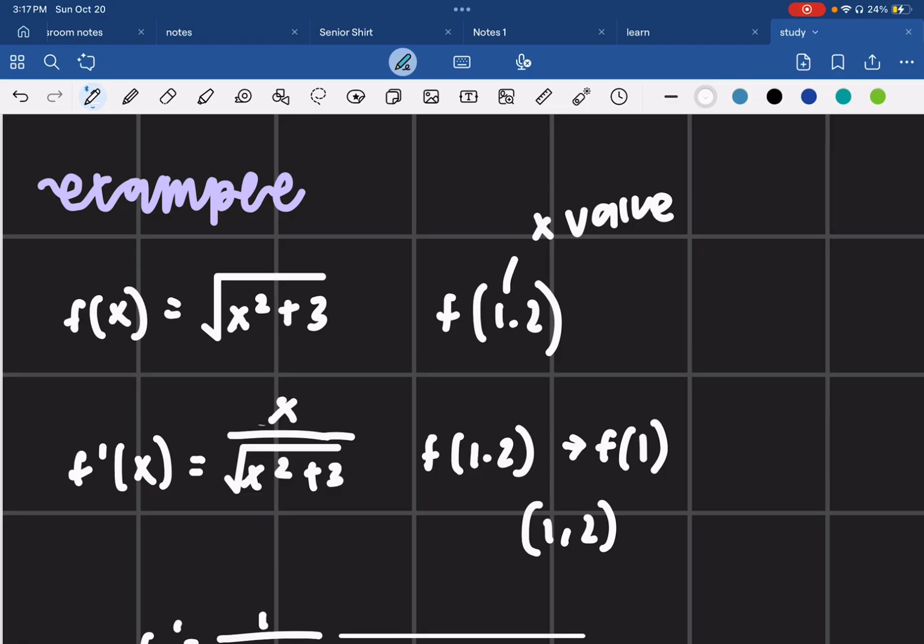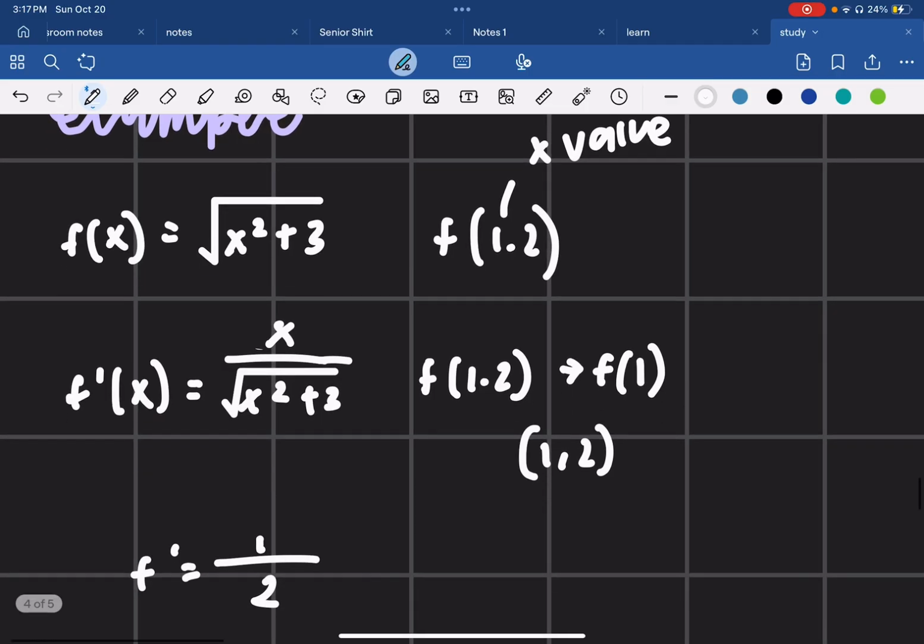So basically, we have 1.2 here, and then we're going to first start by taking the f prime of x, which is your derivative, and we're going to pick a value closest to 1.2. So we got 1 for the x value, and then if you plug the 1 into the f of x equation, then we get 1 squared, which is 1, plus 3 is 4, and the root of 4 is 2. So you get the point (1, 2).